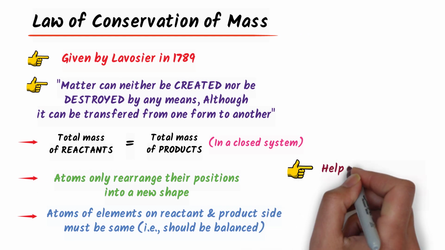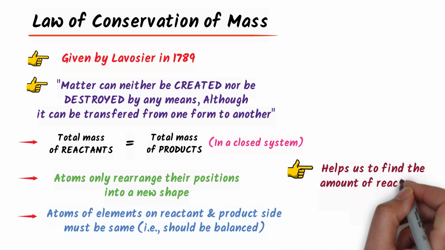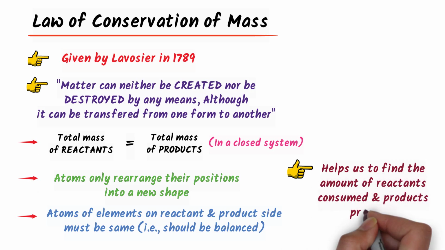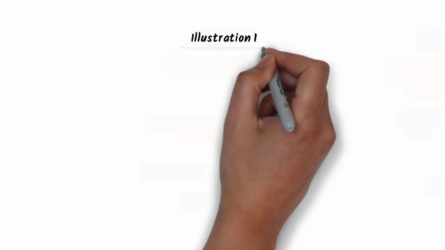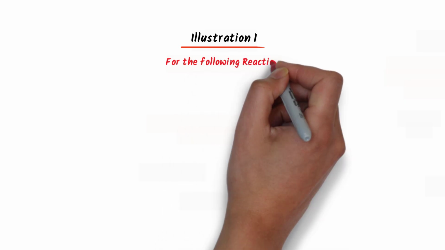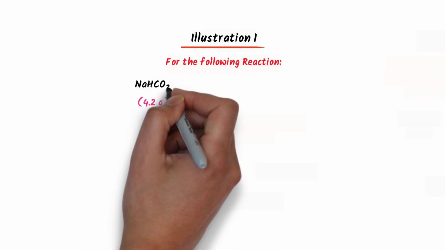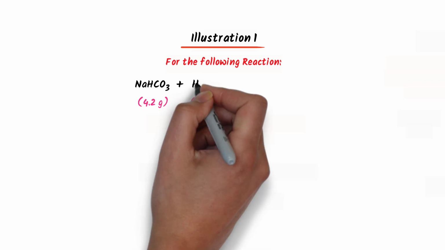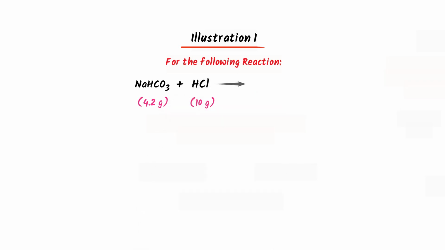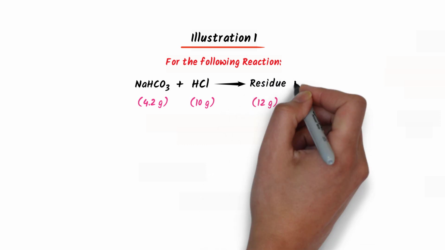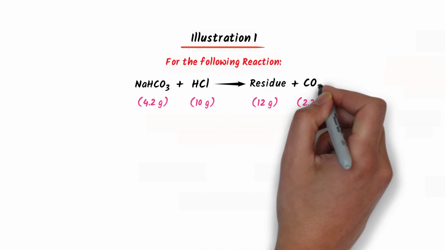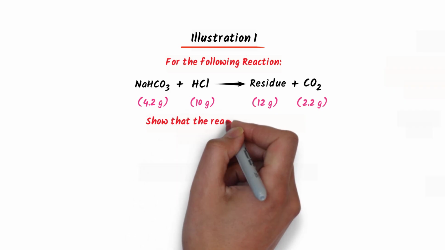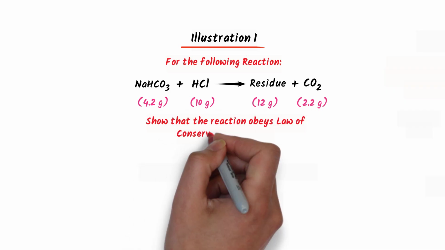This law helps us to find the amount of reactants consumed and products produced in a chemical reaction or in a process. This can be illustrated as. So we have the first illustration that says, for the following reaction, 4.2 grams of sodium bicarbonate upon reaction with 10 grams of hydrochloric acid produces 12 grams of residue and 2.2 grams of carbon dioxide. Then show that the reaction obeys the law of conservation of mass.